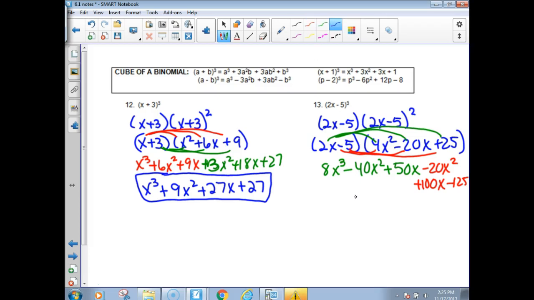Now, I know I'm kind of going fast because I do a lot of my own mental math. So if it was a little fast, obviously you can do it a little bit slower if you need your calculator some of the time, I guess. Okay, so I got 8x cubed. I have to combine negative 40x squared and negative 20, so that's minus 60x squared. And then I've got 50x, 100x, so I have 150x, and then at the end, minus 125.